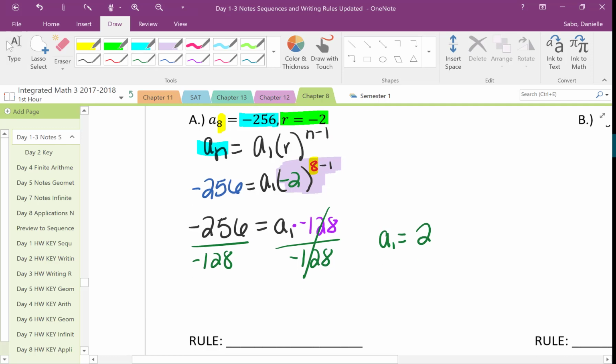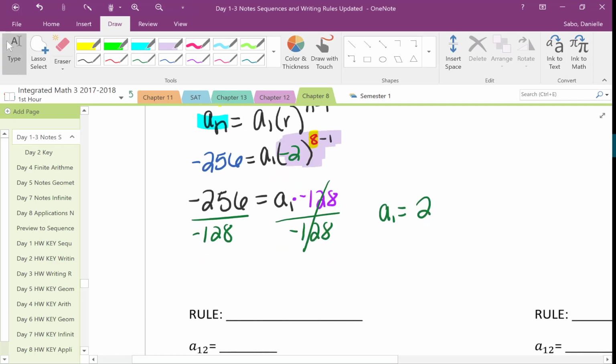Okay, now we're just going to write our rule. We like writing the rule. You can go right to the end because you really don't have to rewrite it again. So I have the value of any term, 2 times our rate. What did we say our rate was? Negative 2? Sorry. Negative 2 to the n minus 1. The n must be left alone for the rule.